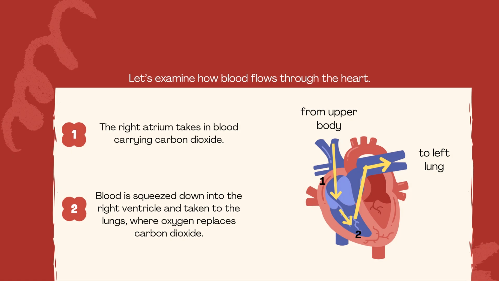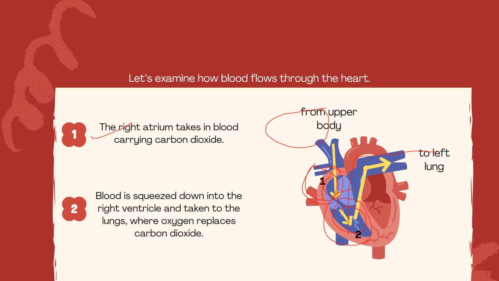So if we examine how blood flows through the heart, first you can see the arrow which shows the right atrium. This part of the heart, the right atrium, shown by the yellow arrow with the number 1, takes in blood carrying carbon dioxide, which comes from the body when we are doing respiration. This blood is squeezed down into the right ventricle, where you can see the second arrow, and it is taken towards the lungs, the two lungs, where oxygen replaces carbon dioxide.